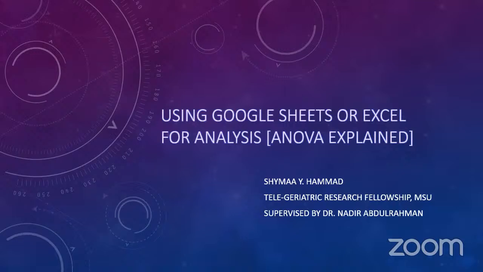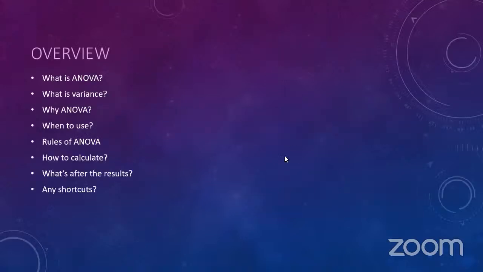So this is an overview. I will just go quickly over what is Anova and what is a variance, why and when to use Anova, and if there are some rules on when to use it, how to calculate it manually, and what to do with our results, and if there are any shortcuts. It is, of course, Excel or the Google Sheet.